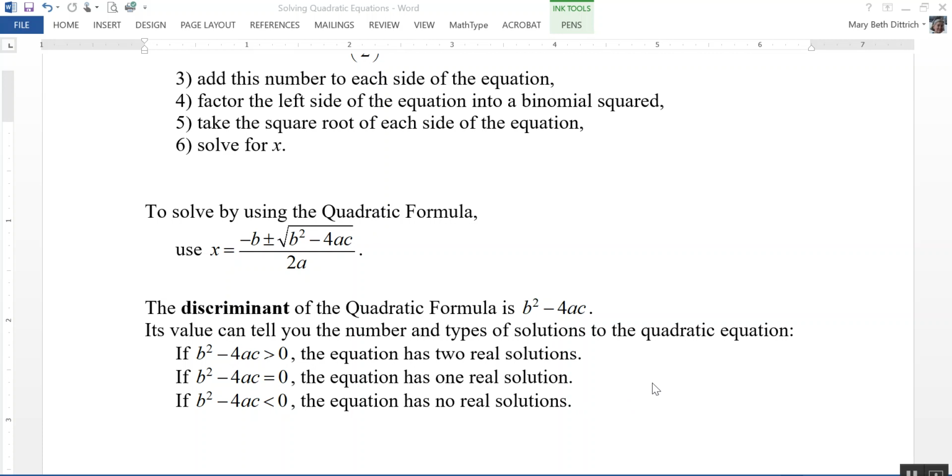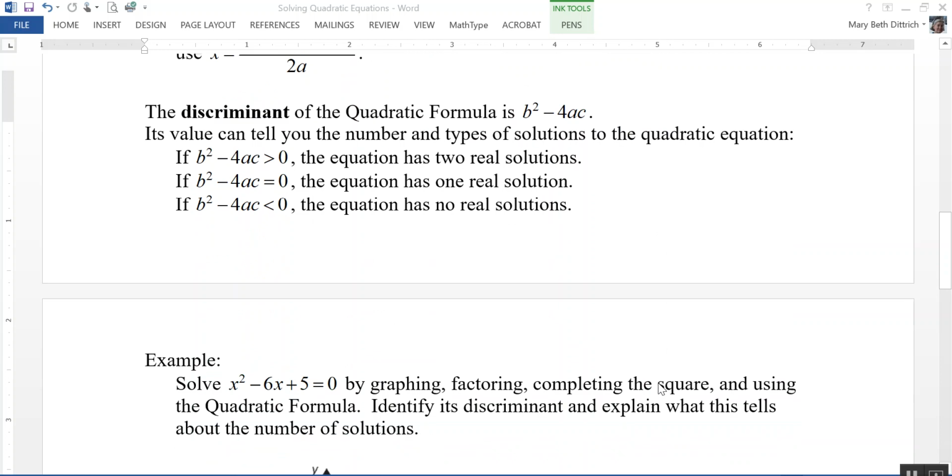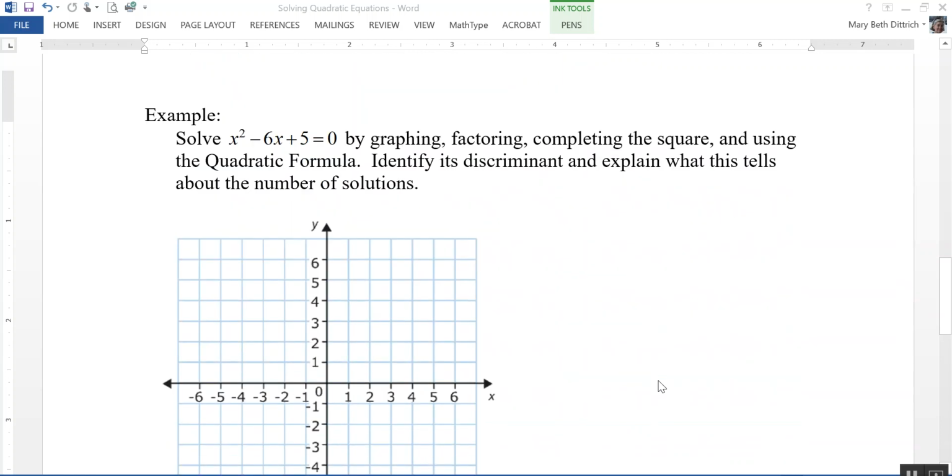So if b squared minus 4ac is greater than 0, that is, if it's a positive number, then the equation has two real solutions. If b squared minus 4ac is equal to 0, then the equation has one real solution. And if b squared minus 4ac is less than 0, that is, if it's a negative number, then the equation has no real solutions. Let's try this example together here.